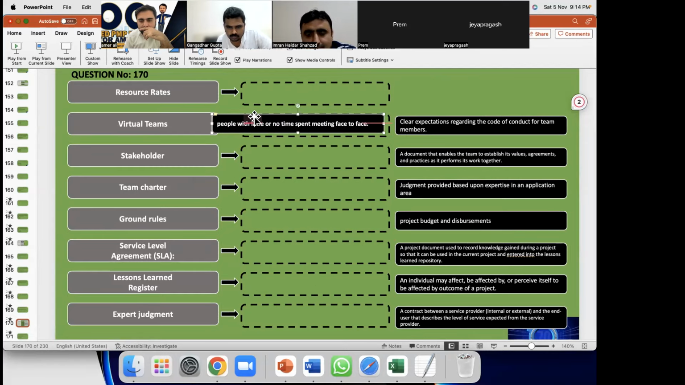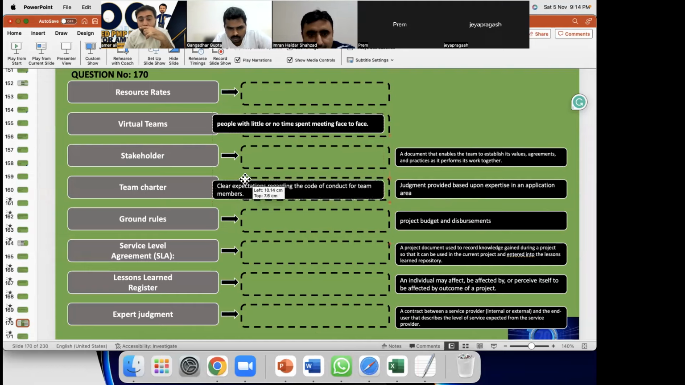The virtual team, okay. Clear expectations regarding the code of conduct for team members. It will be the team charter or ground rules. Put one, I can't put two. Both are there, no problem. Team charter or ground rules? Choose. Clear expectations regarding the code of conduct for the team members: ground rules. Put it in ground rules.